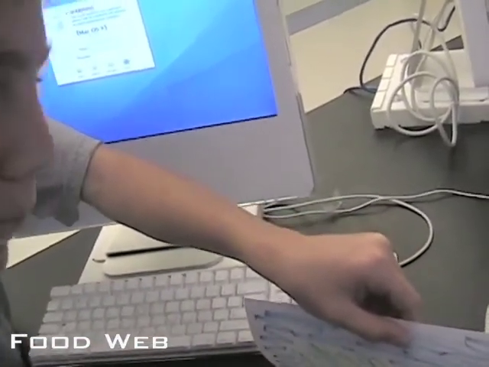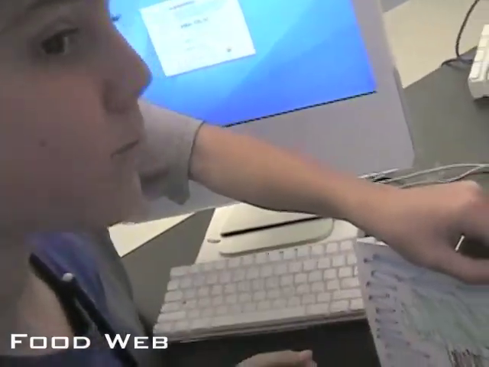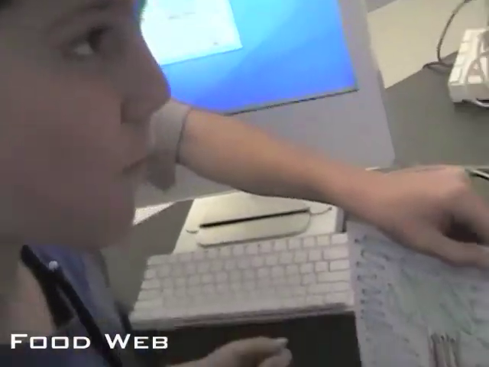Parker is eating the worm below because he is a secondary consumer, and the worm is a primary consumer. That is how energy through the food web is transferred.